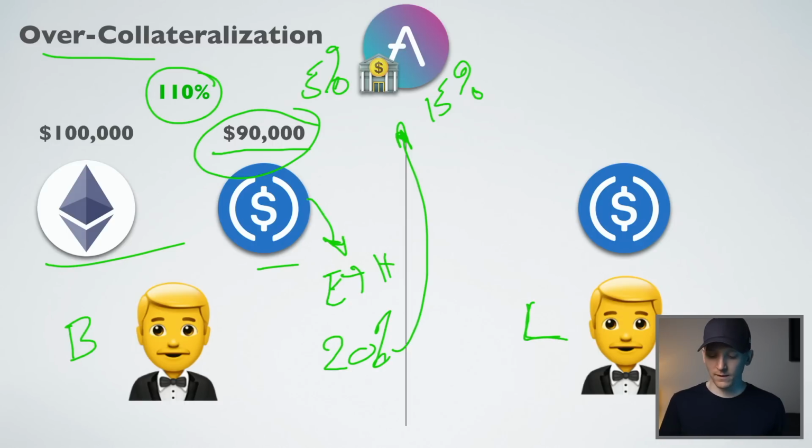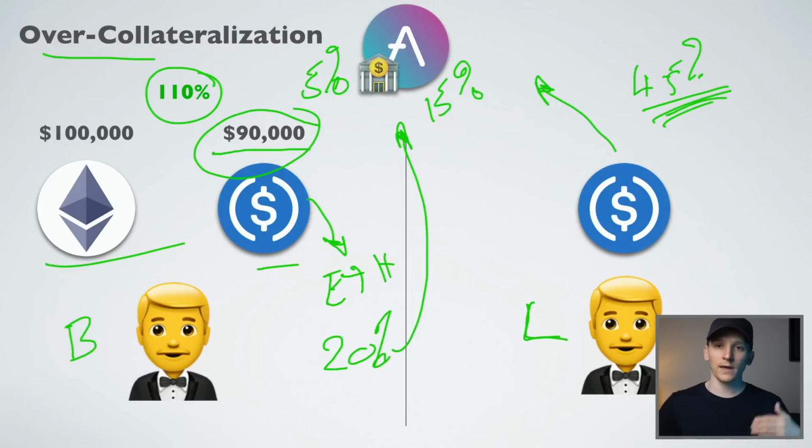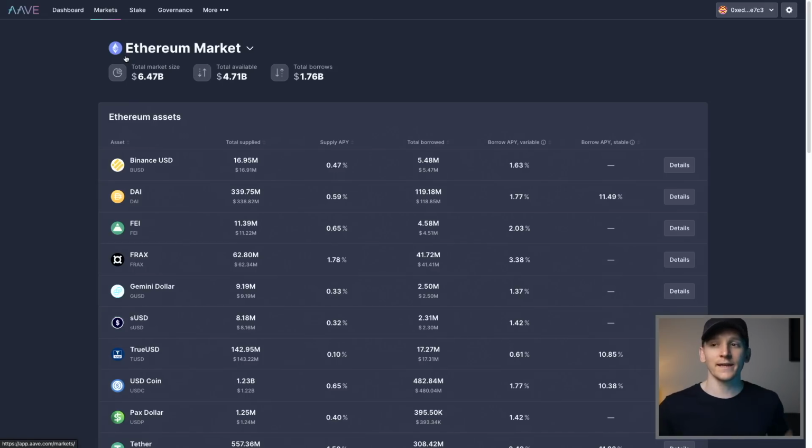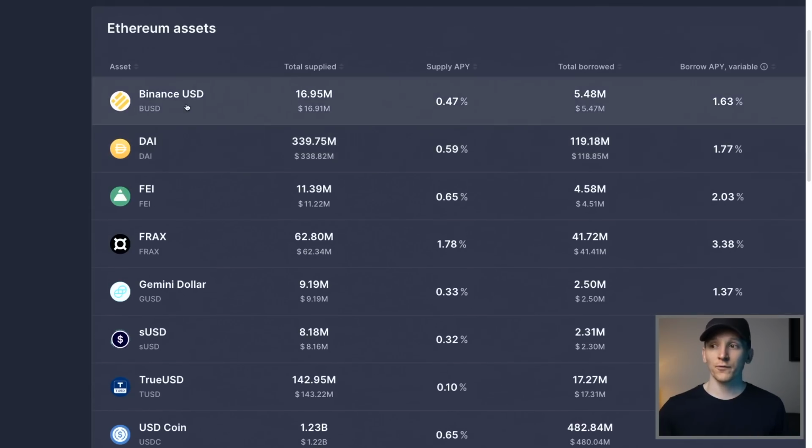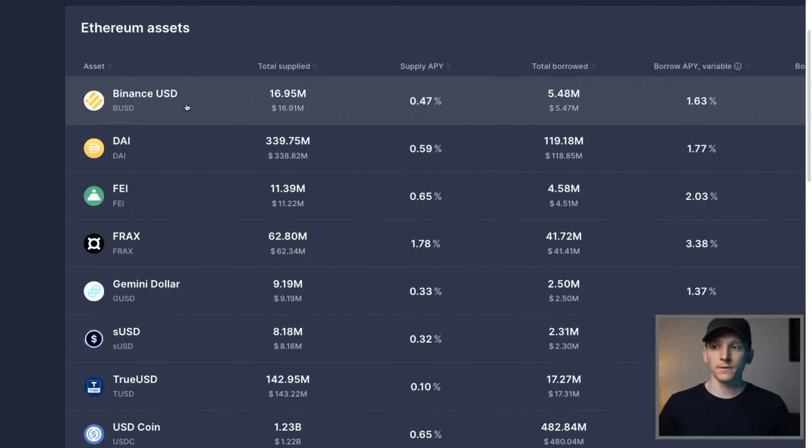From a lender's perspective, all you're doing is just putting some cash or other assets on there, and it will show you what the APY is that you can get to deposit each and every asset individually. On Aave, they will show you the APYs for every single asset on there. So that is the yearly interest rate. So if you go to markets and then down to whichever market that you want to use, these are all the assets that are on Ethereum, and each of these will pay a different interest rate dependent on supply and demand. You can see the total supplied is around $17 million worth of Binance US dollar.